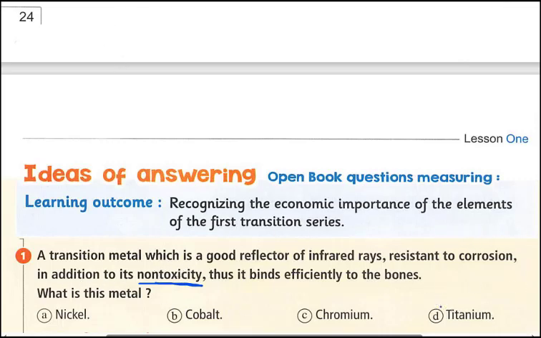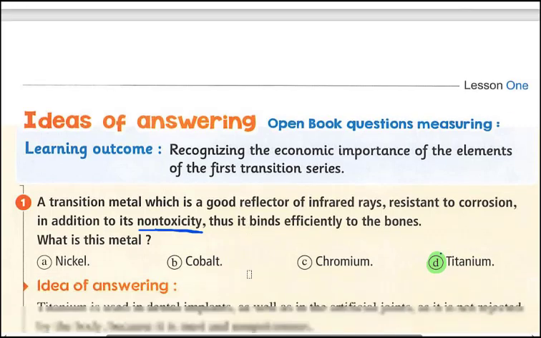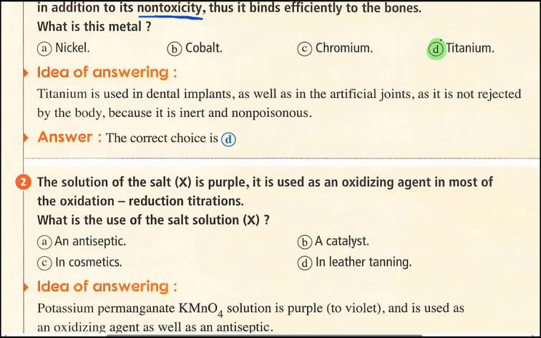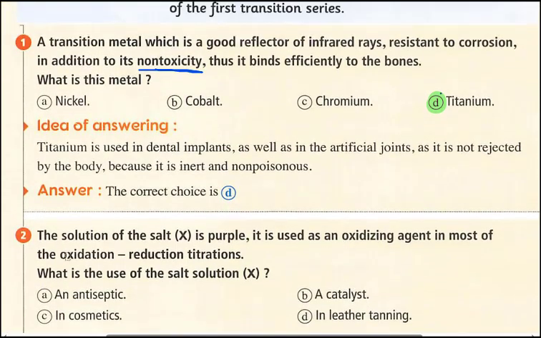So the correct answer here is titanium. When you hear that a metal is non-toxic, non-poisonous, inert, from the first series of the transition elements, it means titanium. Thus it binds efficiently to bones. What is this metal? It is titanium. So let's have another example.